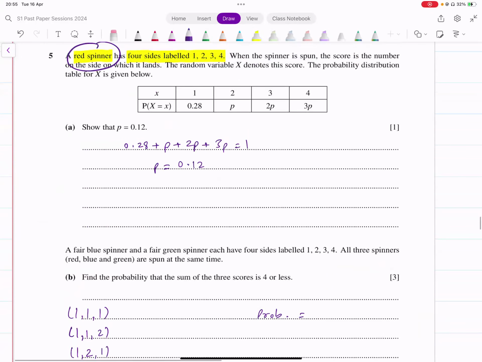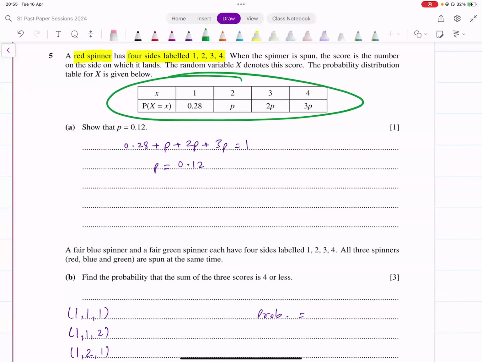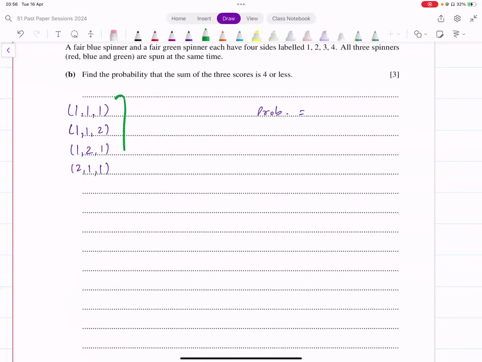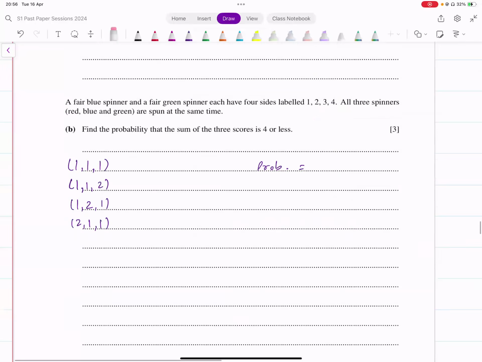The first spinner, the red spinner, is not fair. It has different probabilities. We could only do this if the first spinner was also fair. In this case, it's not, so we would have to find the probabilities of each of these cases separately. We can't do it directly, because favorable outcomes divided by possible outcomes only works when the probabilities of all outcomes are the same. Here they are not the same. So thank you for pointing that out.